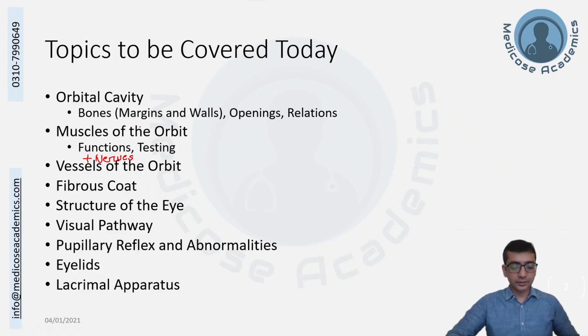And before ending, we will discuss a little functional pathways also. We will discuss the visual pathway, its abnormalities, and the pathway for reflex and accommodation and their abnormalities. And then we will close the lecture by discussing the eyelid anatomy and the anatomy of the lacrimal apparatus.